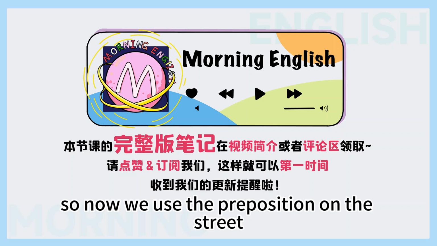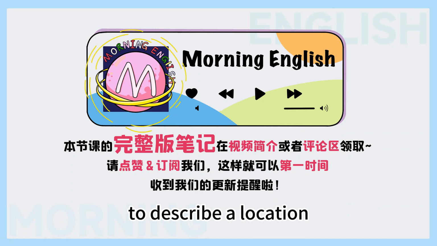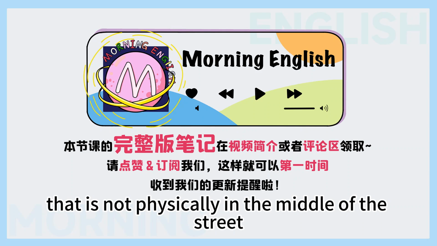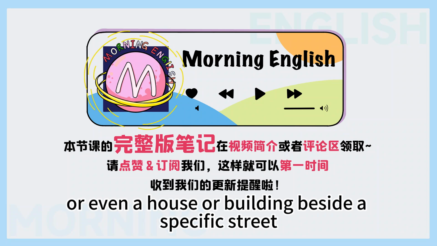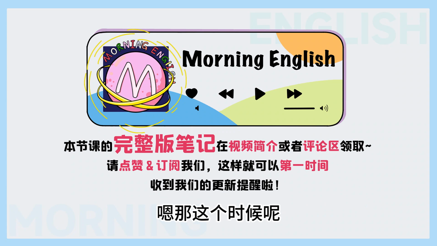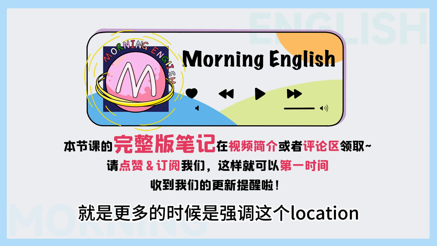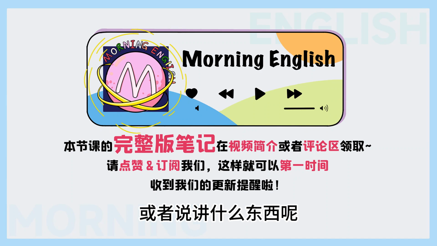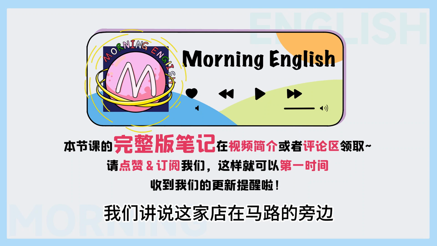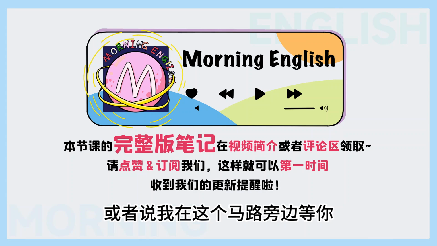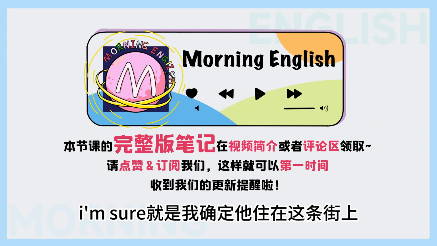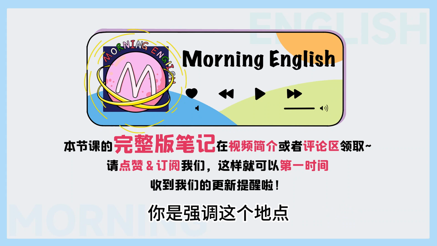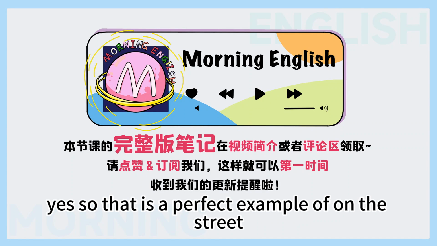So now we use the preposition on the street to describe a location that is not physically in the middle of the street, but is probably on the side of the street, or even a house or a building beside a specific street. 那这个时候更多是强调这个 location，强调一个地点，或者说什么东西在马路的旁边。举个例子，你可以讲 She lives somewhere on the street, I'm sure，就是我确定她住在这条街上。这个时候你是强调地点，那么就用 on the street. Yes, that is a perfect example of on the street.